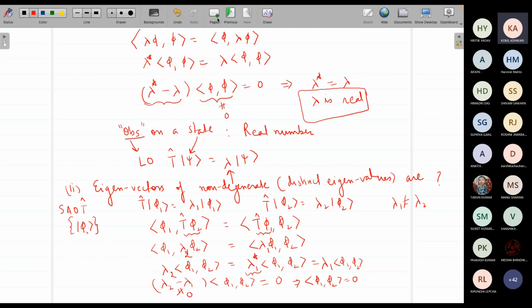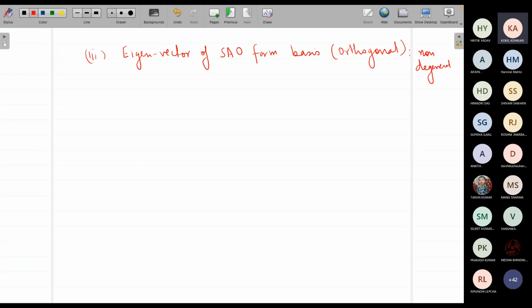So the consequence is that the eigenvectors of the self-adjoint operator form a basis. And what kind of basis? Actually, it is an orthogonal basis. Now, this is strictly true for non-degenerate ones. So my idea is to first do some problems.